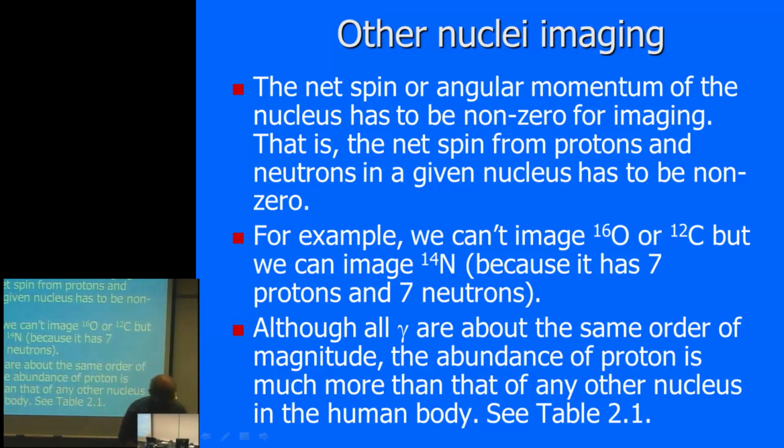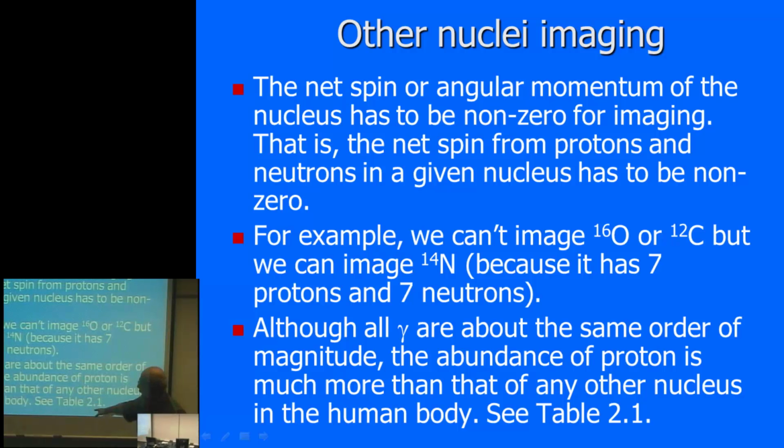Nitrogen 14 contains 7 protons and 7 neutrons, and so you get a non-zero magnetic moment from the proton side. You also have a non-zero magnetic moment from the neutron side, and these two have different quantum numbers, meaning one is from a proton and the other is from a neutron, so the combination of these two still gives you a non-zero angular momentum at the end. So nitrogen-14 in fact has a non-zero angular momentum, meaning a non-zero magnetic moment, and so we can image that species if we have sufficient abundance.